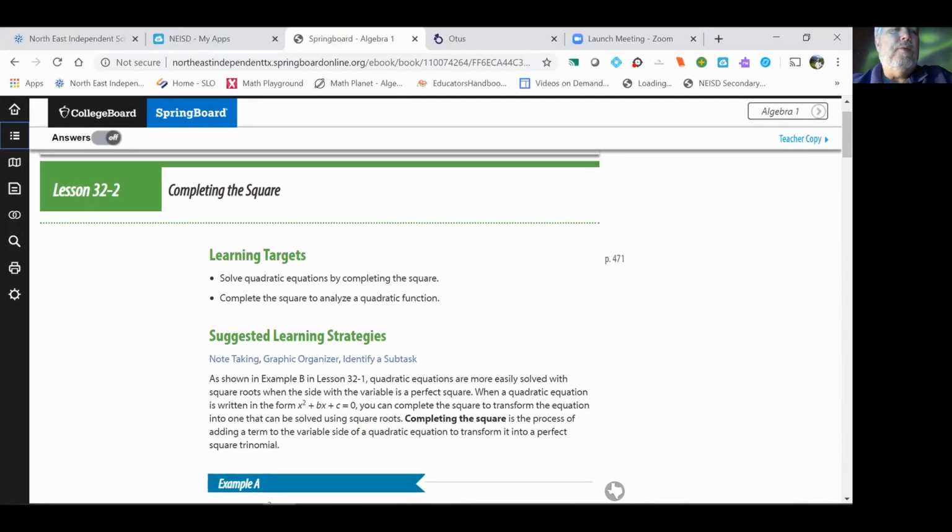Hi guys, today we're going to be doing lesson 32-2, completing the square. Learning targets. Solve quadratic equations by completing the square. Complete the square to analyze a quadratic function.